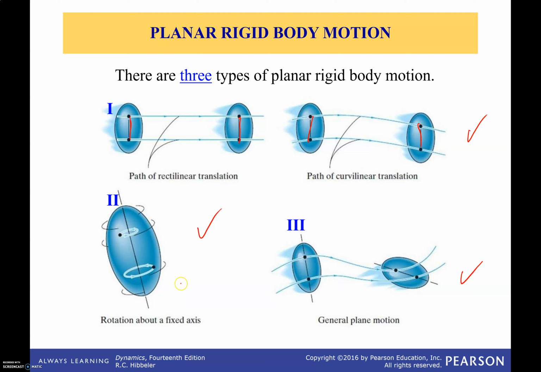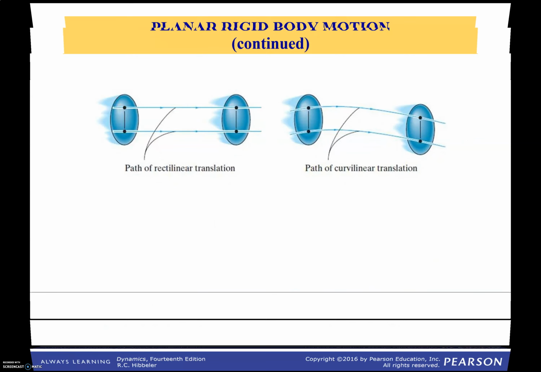Then you can have pure rotation. In this case, there is a point or a set of points in the body that never move. All the points on the axis here are not moving, and everything is rotating around that. And if we combine both translation and rotation, we get the general plane motion, which is the most complicated motion that we're going to study.